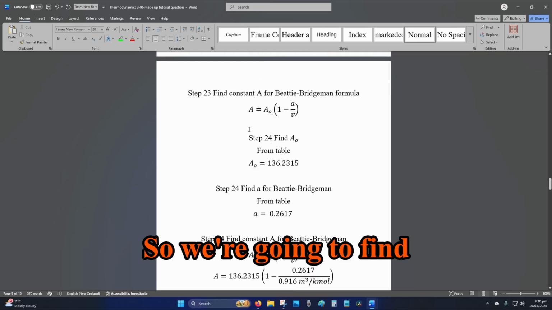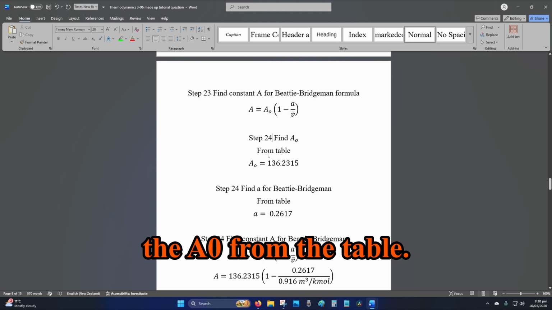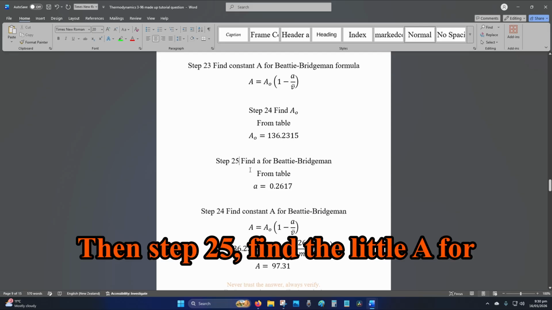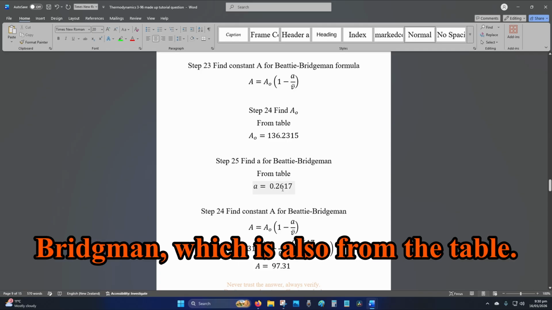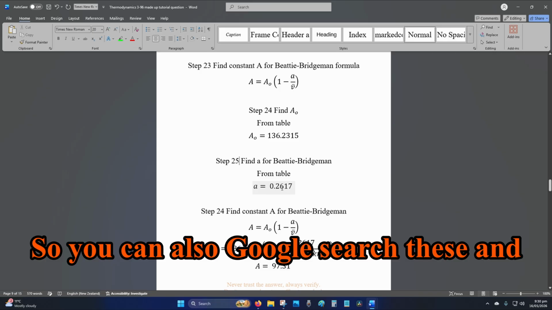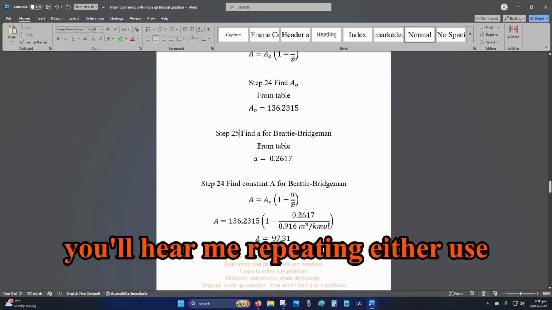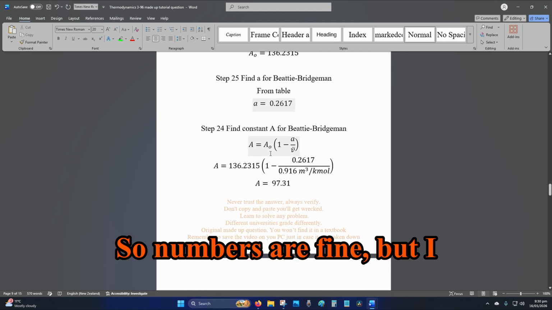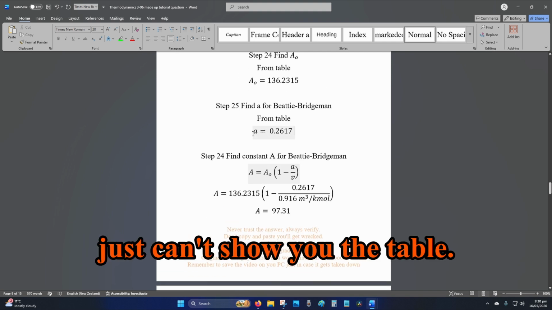So we're going to find the A naught from the table. Then step 25, find the little a for Beattie-Bridgeman, which is also from the table. So you can also Google search these, and you'll hear me repeating either use Google search or the table. I can't show you the table for copyright reasons, so numbers are fine, but I just can't show you the table.